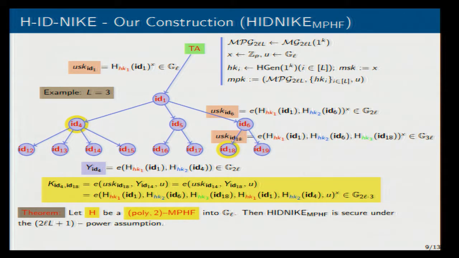And this is our main theorem. If our MPHF is a poly 2 MPHF into GL, then our scheme is secure under a proper power assumption, that will depend on the level of the hierarchy.